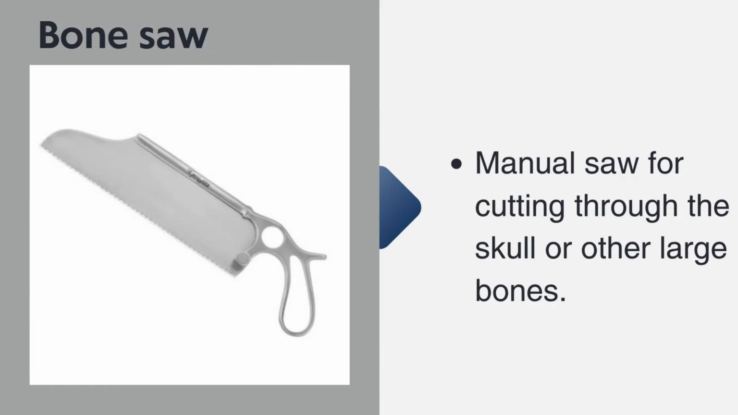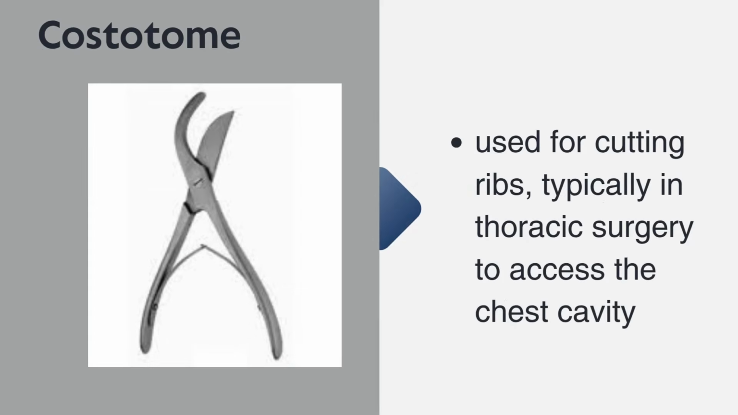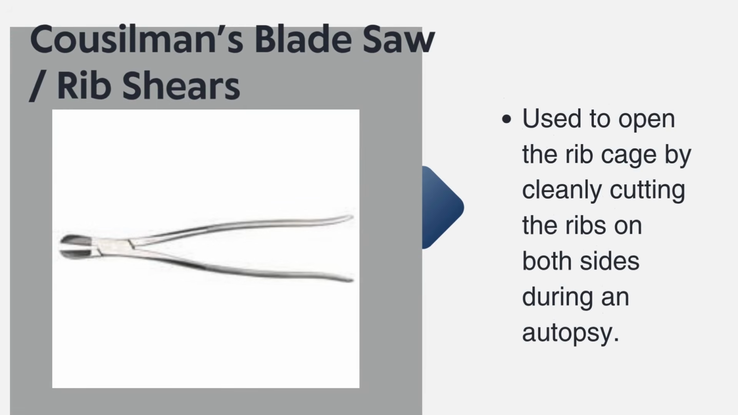Now, bone saw. It is another key instrument in forensic autopsies that is used to cut through hard bones manually, especially when electric tools like the striker saw are unavailable or unnecessary. Now comes costotome, and it is a specialized instrument used to cut ribs close to the spine during thoracic autopsies. It's especially useful in posterior chest wall dissection where regular rib shears can't reach. Now, Causelman's blade saw or rib shears. It is used to open the rib cage by cleanly cutting the ribs on both sides during an autopsy.